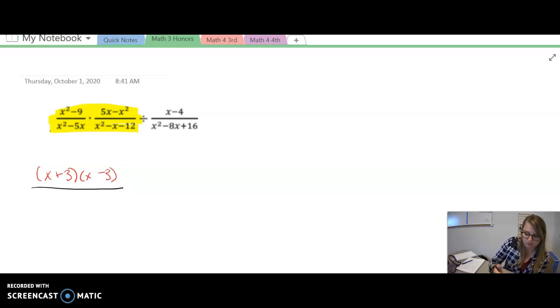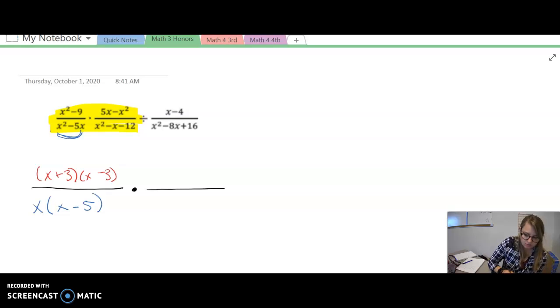Now let's move on to our bottom. So this one, I'm just going to factor out the greatest common factor, because I can't factor it any other way. So the greatest common factor here is going to be x, because they both have x. So x times x minus 5. And then we're going to be multiplying.